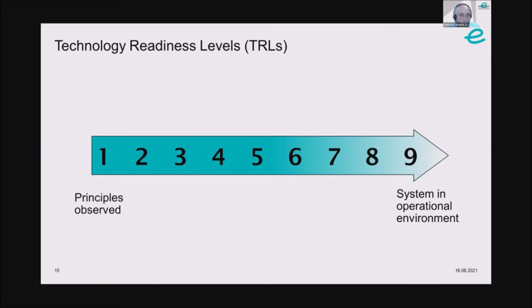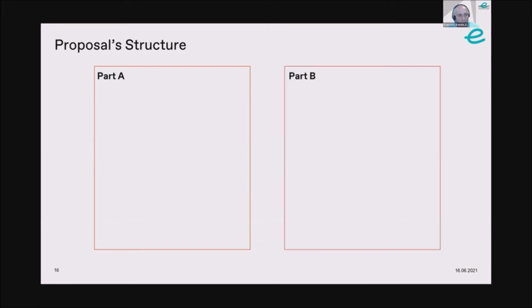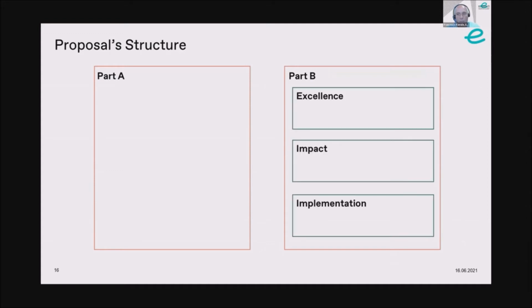Now let's come to the proposal itself. The proposal itself that you will be handing in has a structure. It has 2 parts. It has a part A, which contains key information like the members of the consortium, the budget, and ethical assessments, and this kind of elements. And it has a part B, which is a more descriptive part of what you intend to do within the project. And the part B itself has 3 elements, which are the excellence, the impact, and the implementation.